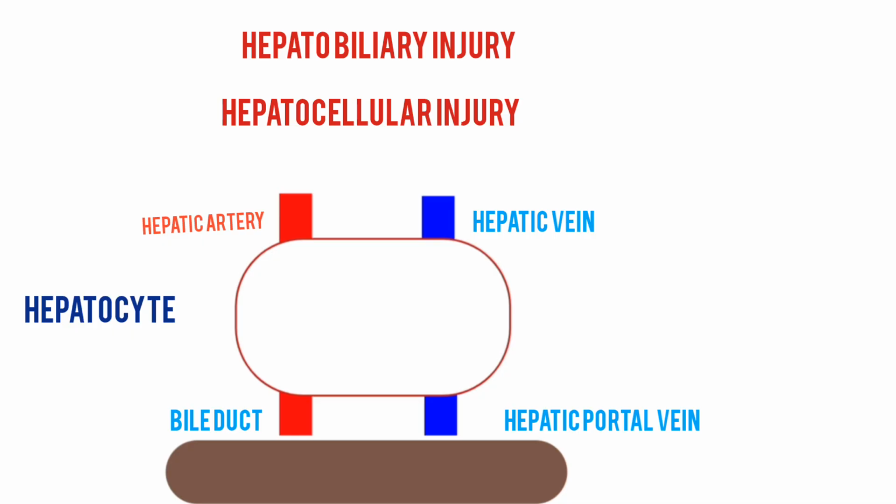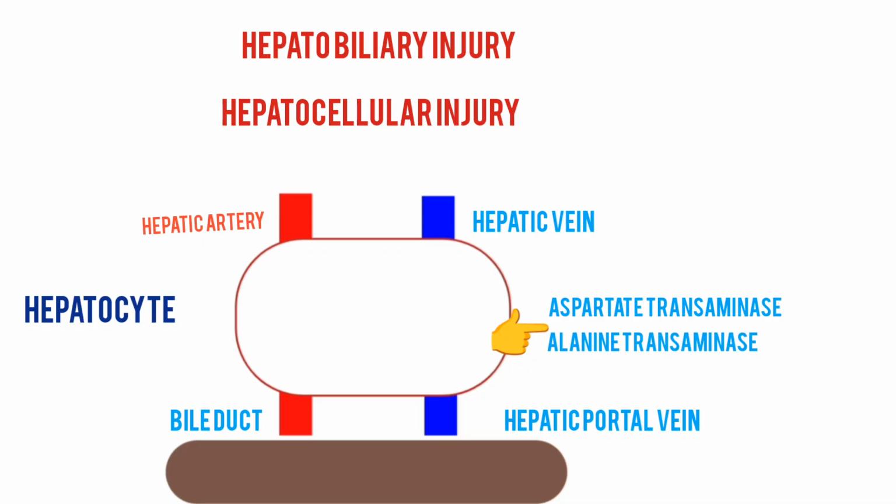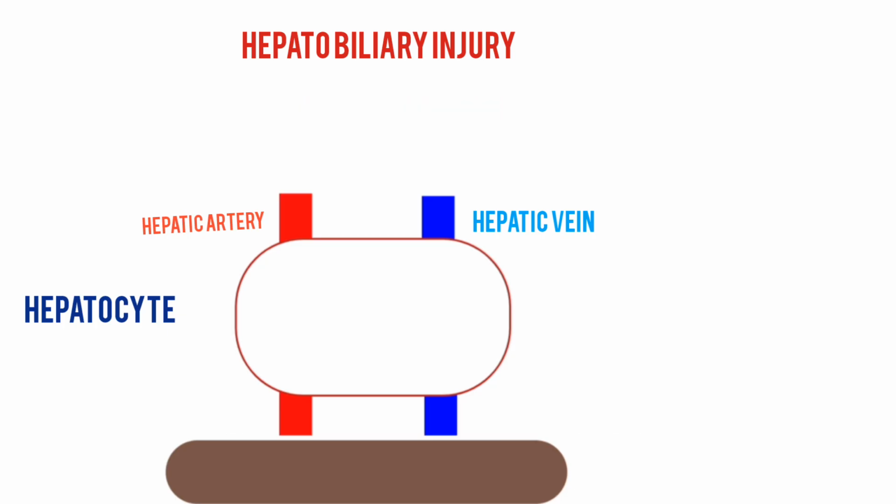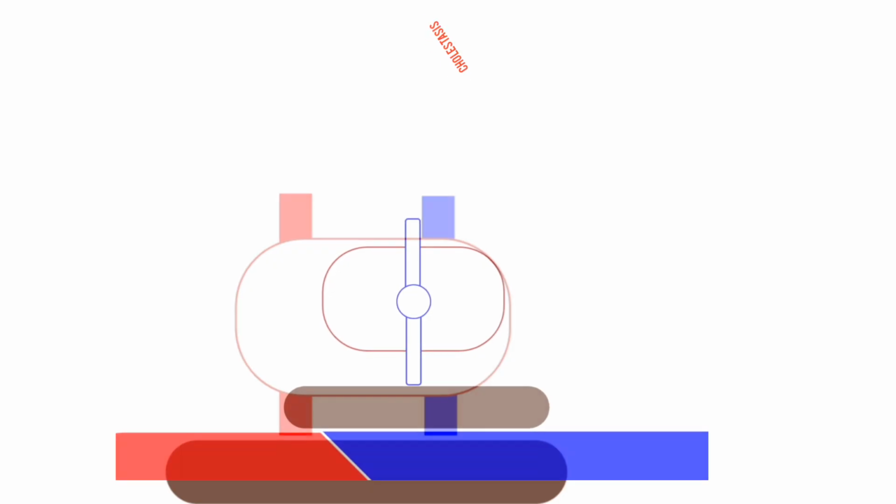Before we zoom into cholestasis, previously I had shown you this diagram of the hepatocyte. And any injury to the hepatocyte leads to the release of biomarkers. These biomarkers are like AST, that is aspartate transaminase, and ALT, that is alanine transaminase, which are released when there is a hepatocyte injury. Now let's zoom into cholestasis.